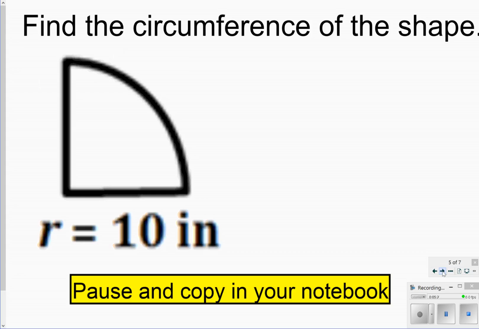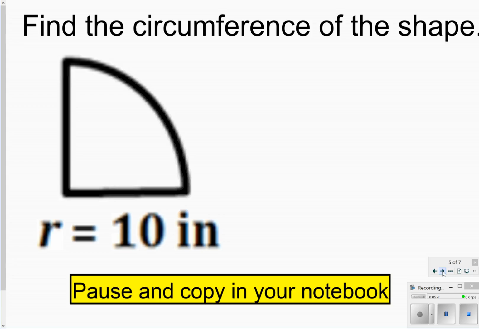All right, well, here we have another segment. Let's look at one that's different from the rest. What you notice about this one is that this is a quarter of a circle. It's a fourth of a circle, okay? And we know that our radius is 10.